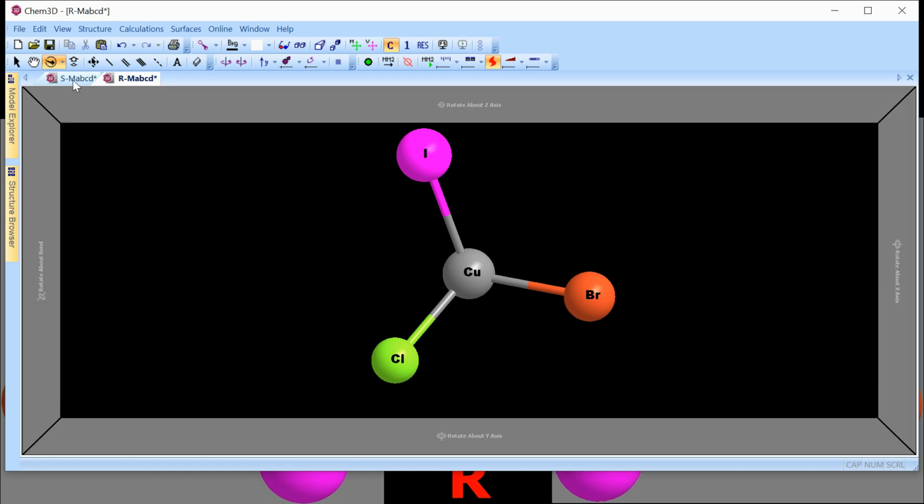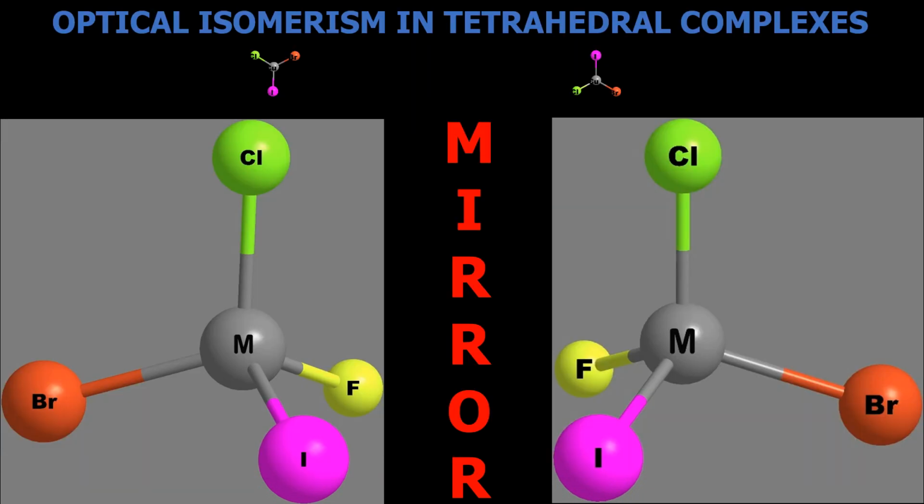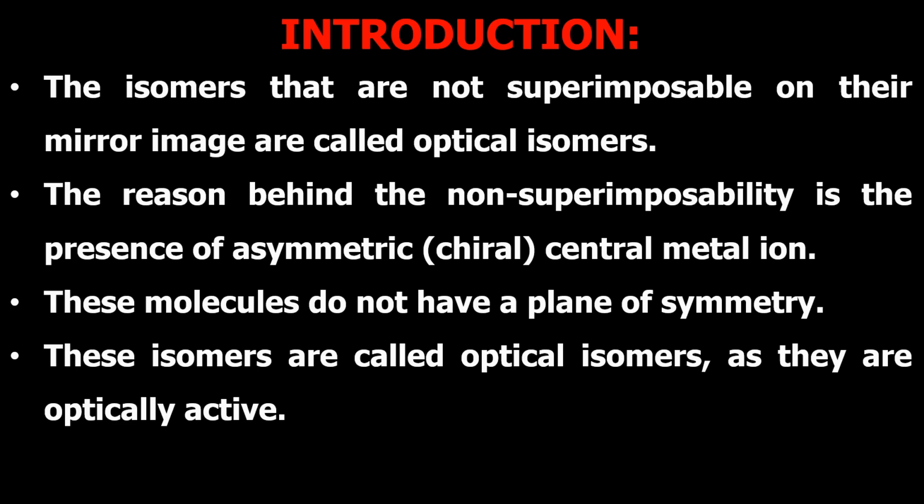Now see here, if I go anti-clockwise, in this case, 1, 2, 3. Iodo is number 1, bromo is number 2, and chloro is number 3. Therefore, this one is your S isomer. See, R is the same as C and it is also delta. S is the same as A and it is also the same as lambda. So, with a very simple example, I have explained to you the way of assigning the absolute configuration to different compounds.